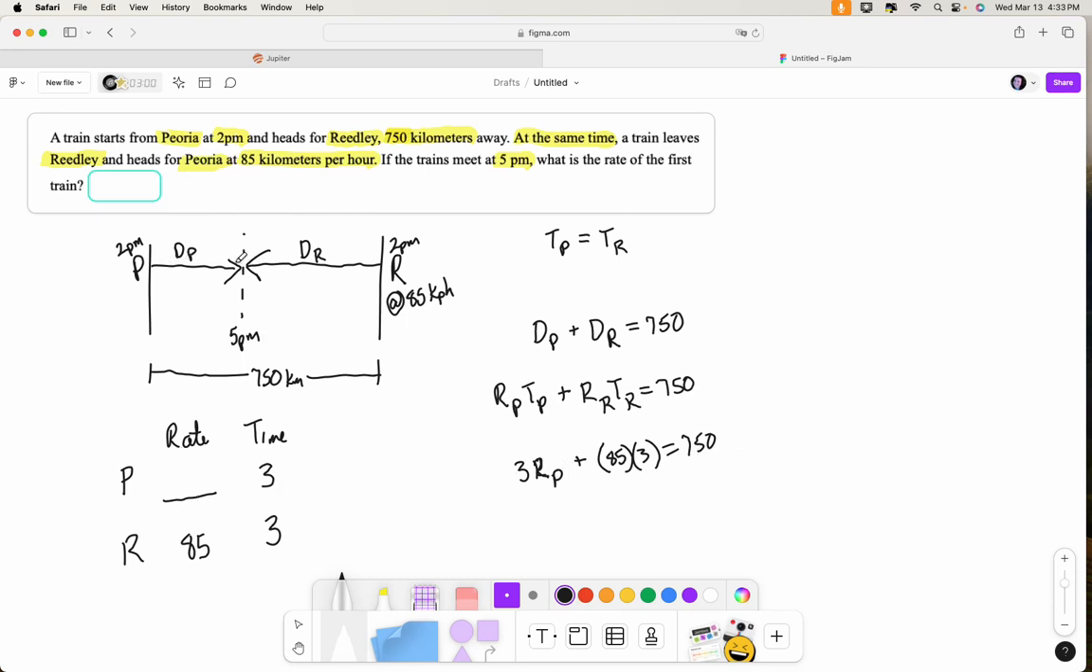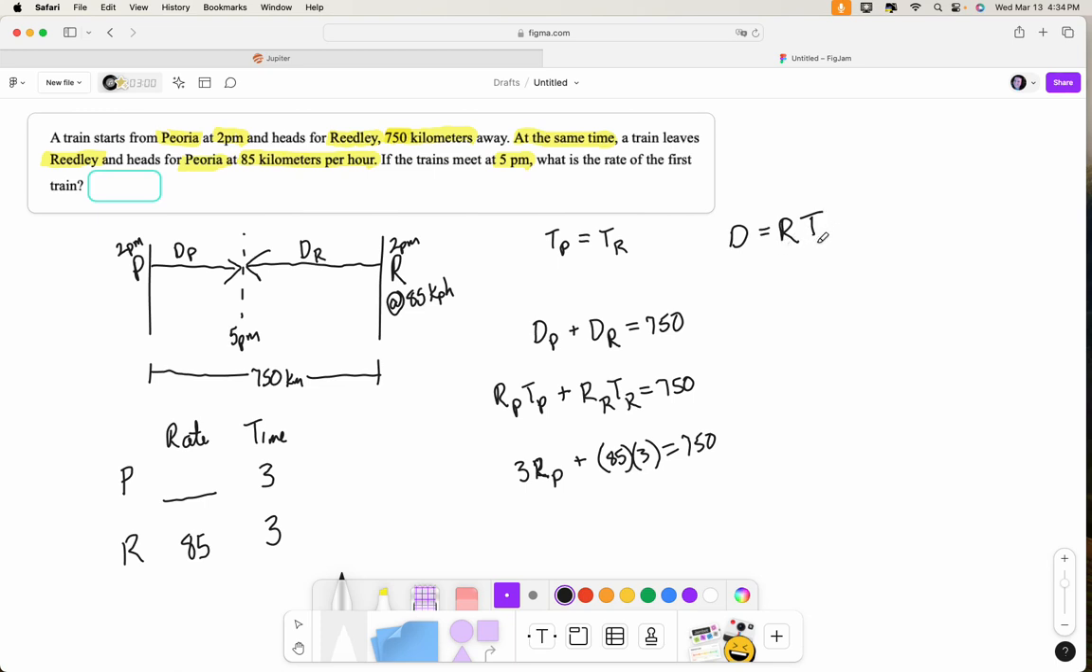You look at your picture and you see this is the distance of one plus the distance of the other equals the total distance. And then you break it down into your distance is equal to the rate of whatever times the time of whatever. So the rate of the Reedley times the time of the Reedley would be the distance of the Reedley, right? The distance of the Peoria train is equal to the rate of the Peoria times the time of the Peoria.